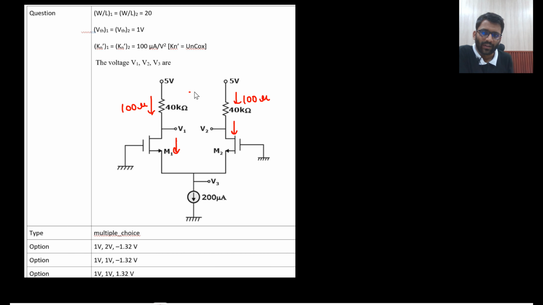So what will be the drop here? This drop will be 4 volt. So what will be V1? V1 will be equal to 1 volt and V2 will also be equal to 1 volt, right? So two options are there. Now do I need to solve this one?